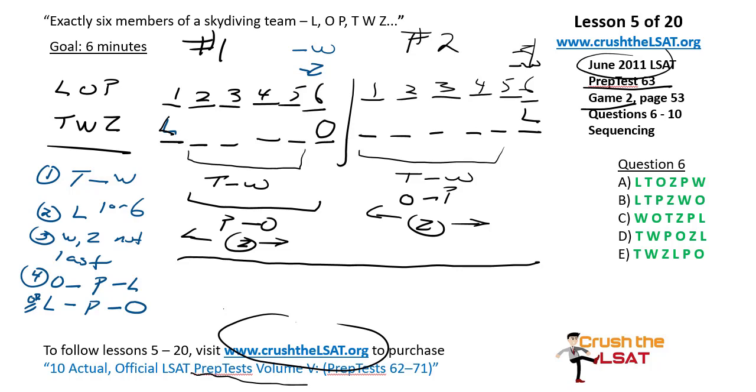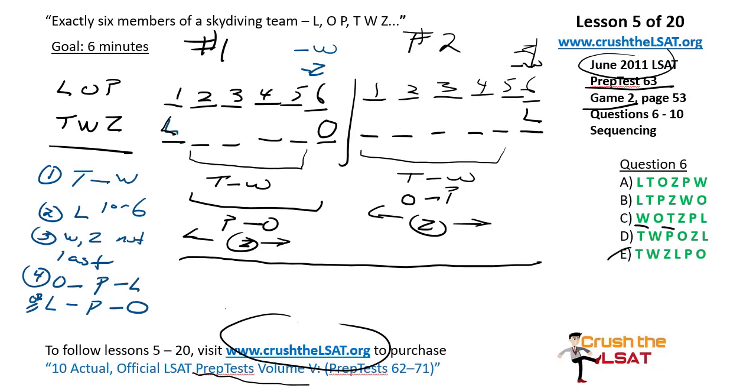T has to come before W. So answer A is okay, answer B is okay, but answer choice C, W comes first, you'll see T comes third, so C is out. Why don't you pause the video for a moment, take a look at rule 2, see what you can rule out, rule 3, etc., and then we'll come back and take a look.